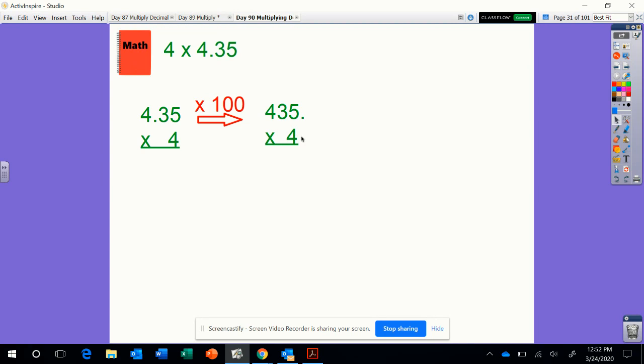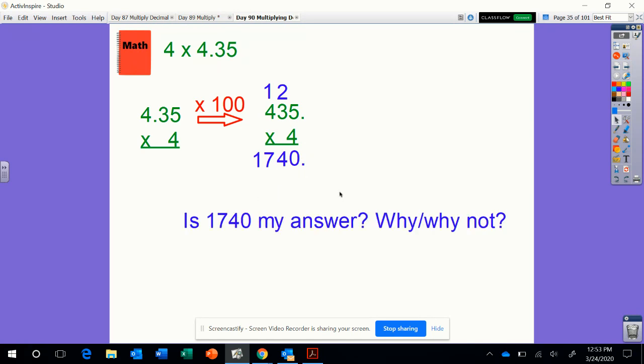We know 4 times 5 is 20, carry 2. 4 times 3 plus 2, 14, carry 1. And 4 times 4 plus 1, 17. So we just multiplied to get rid of the decimal. We multiplied to get an answer. Now we have to divide to put our decimal back.